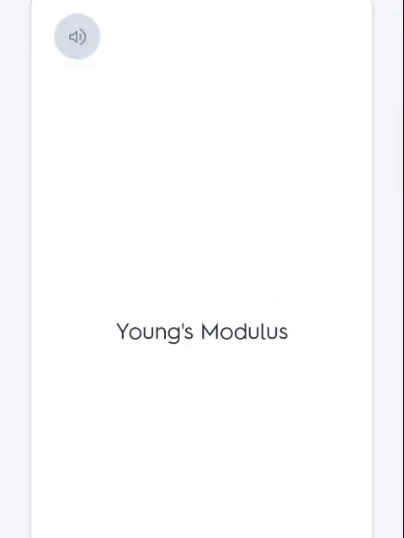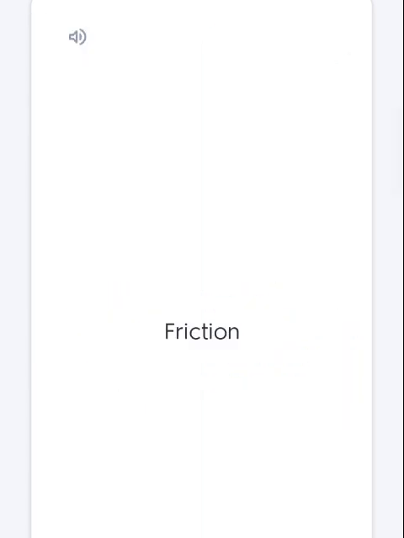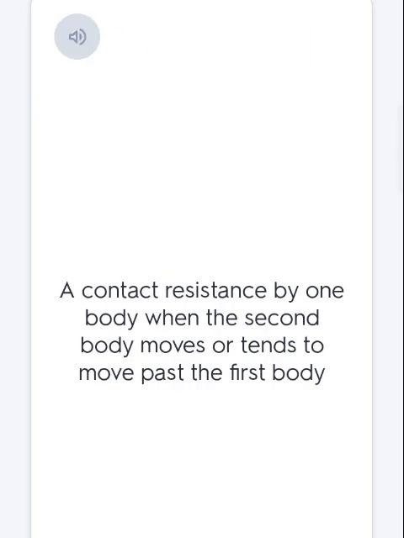Young's modulus. It is a constant of proportionality that defines the linear relationship between stress and strain. Friction. A contact resistance by one body when the second body moves or tends to move past the first body.